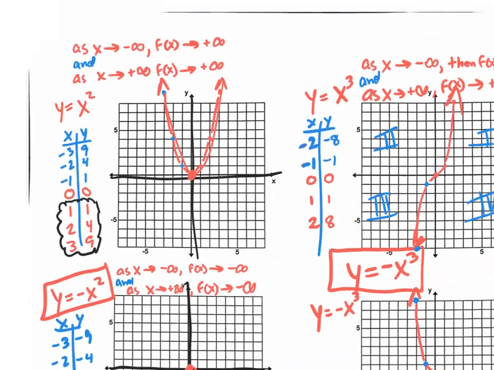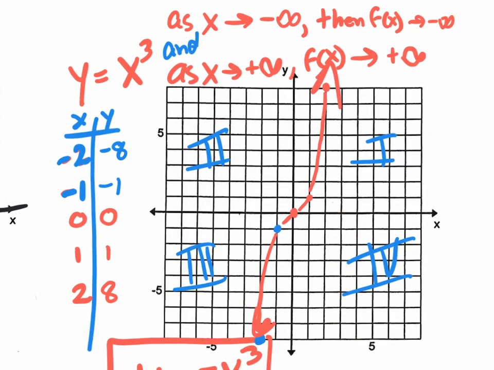Okay, so if we go to y equals x to the third, we said as x approaches negative infinity, then your f of x functions also go down to negative infinity. As x approaches positive infinity, your f of x functions go up to positive infinity. Does that make sense now?